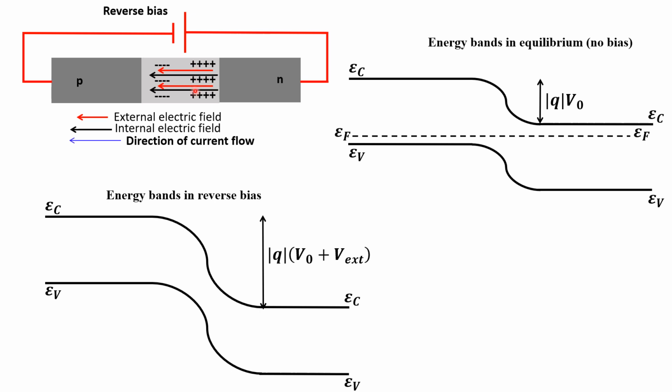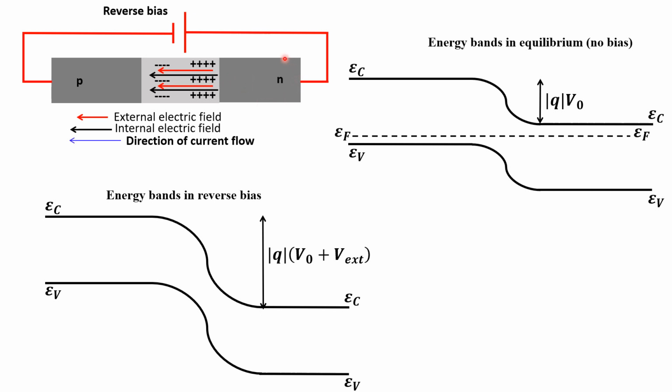We have a higher electric field. But this drift current is in this direction. In other words, it's a current that is trying to bring holes from the N to the P side and electrons from the P to the N side.